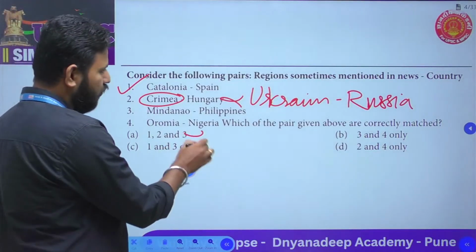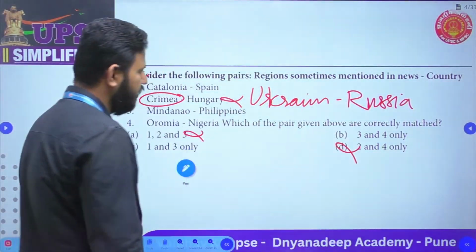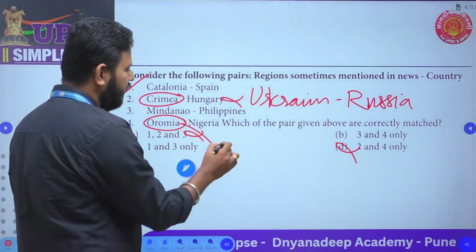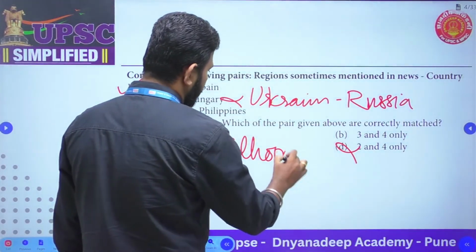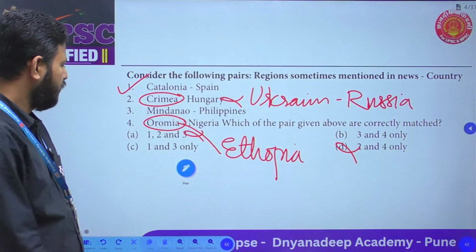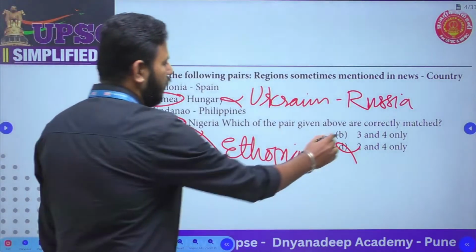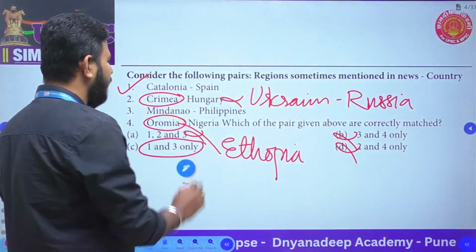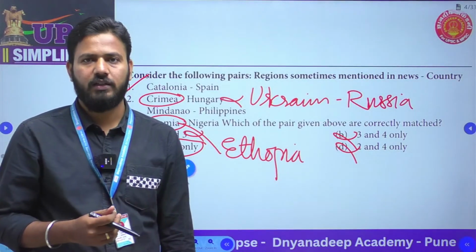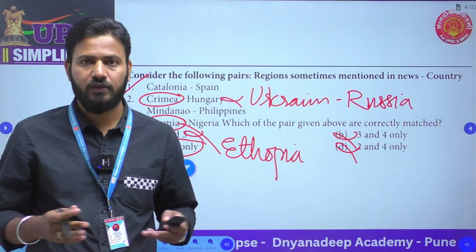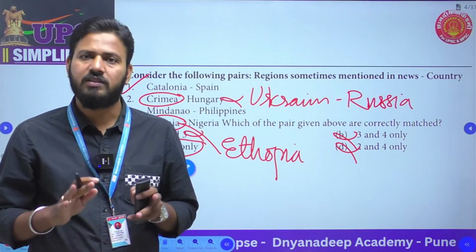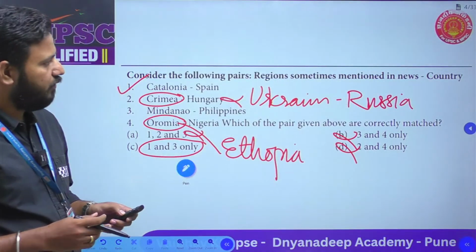So if you eliminate 2 from these options, you are left with just 2 options. Then Oromia, this place is in Ethiopia. This was in the news because of the ethnic clashes that had taken place there. So option 4 here is also wrong. You are left with only one option, that is 1. Only if you're reading newspapers can you answer such questions. These questions do not need any specific or special study of geography. If you're reading newspapers, this will suffice and you can answer such questions from the newspaper.